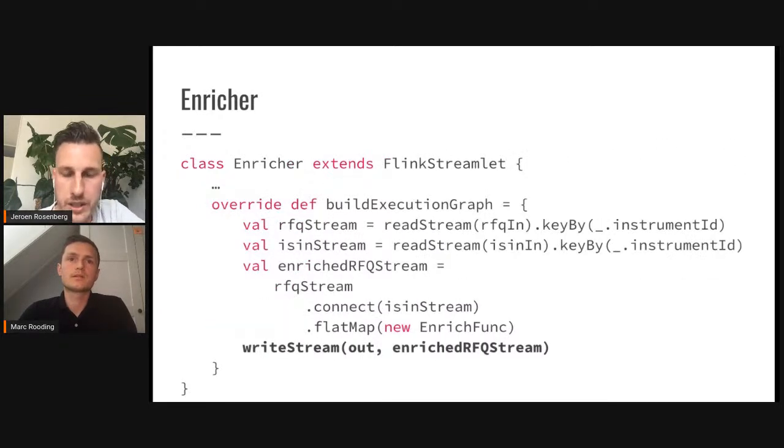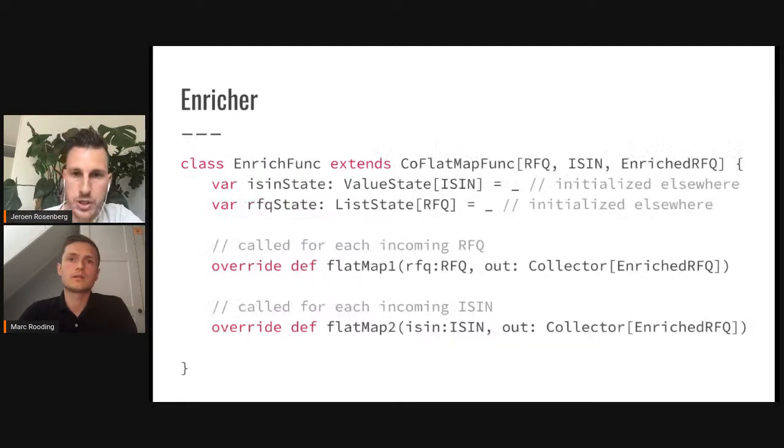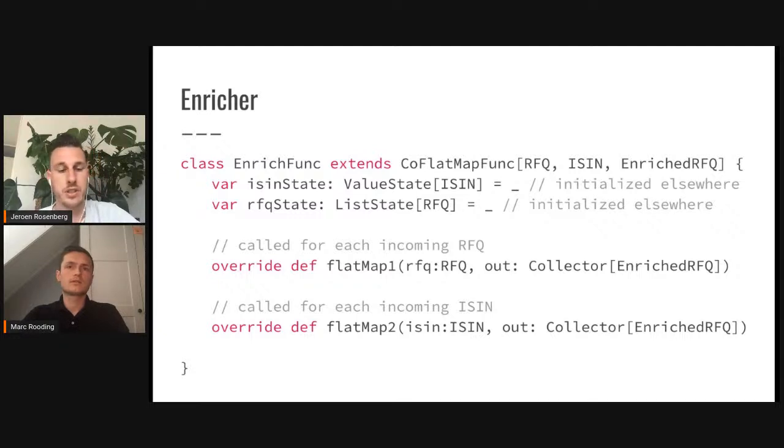So as you can see here, we apply an enrichment function. So of course, you need to implement that as well. It has a little bit of a complicated signature. There are actually two flatMap methods that you have to implement. The first one is called for each incoming RFQ, and the second one is called for each incoming ISIN.